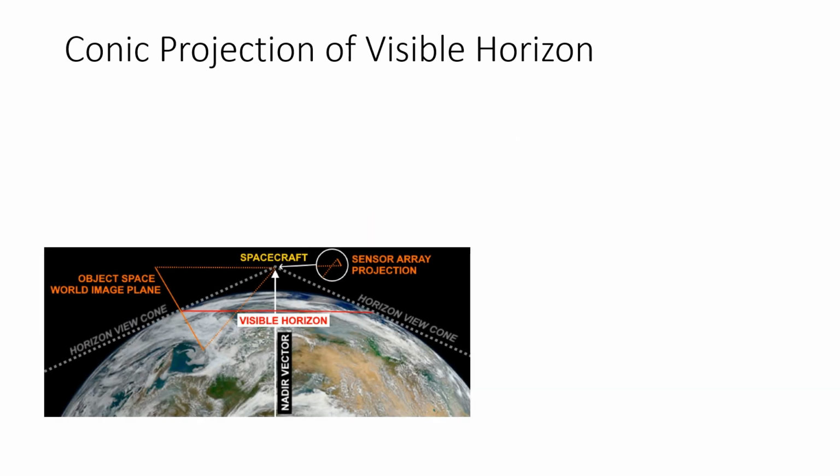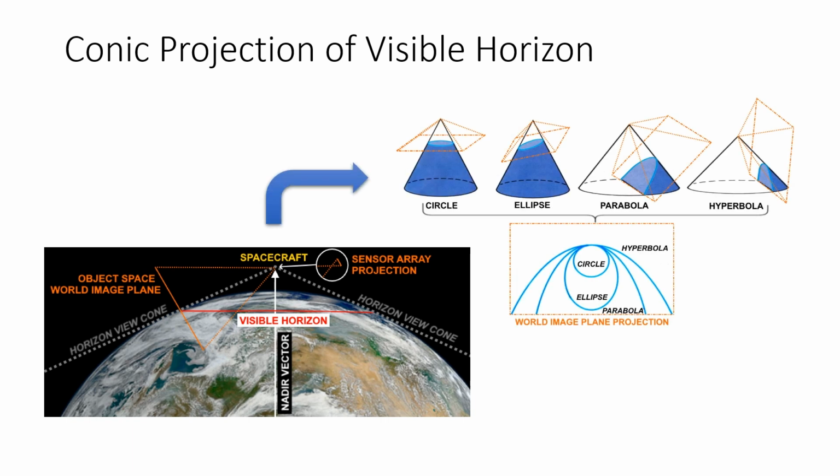and considering the definition of a conic section, which is the shape formed by the intersection of a plane and a cone, it may become clear that the pinhole camera's world image plane in object space forms a Euclidean plane that intersects the horizon view cone at some angle. So this implies that the circular visible horizon on the 3D planet sphere projects a conic section to the 2D sensor array. So the shape of this conic is dependent on orbit altitude, the field of view of the sensor, and the orientation of the sensor relative to the cone's central axis, which in this case is the nadir vector.